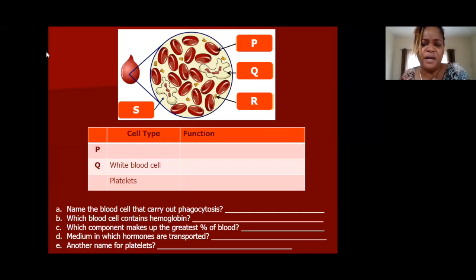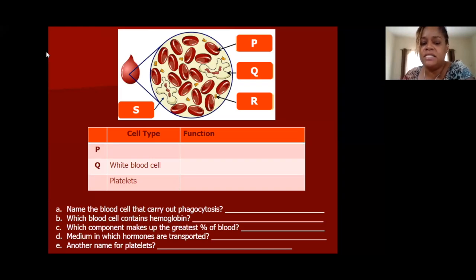Can anybody tell me what phagocytosis is? Who can describe that process for me? So phagocytosis is when a white blood cell does what? First, it engulfs, so it takes it in. Then it ingests, and then it digests. That means it breaks it down. There are some enzymes that help to digest or break it down. So it engulfs or ingests, and then it digests the pathogen, destroying or killing it. Very good.